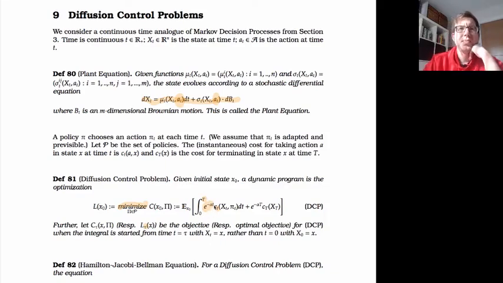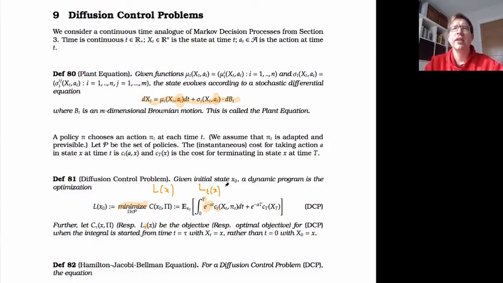So we can either look at functions of this form, L of x, where x is the state of our stochastic differential equation, and when things depend on time, we might look at L of t of x. And for each of these, we can derive a Hamilton-Jacobi-Bellman equation, which is the diffusion analog, or continuous time analog, of the Bellman equation for a Markov decision process.